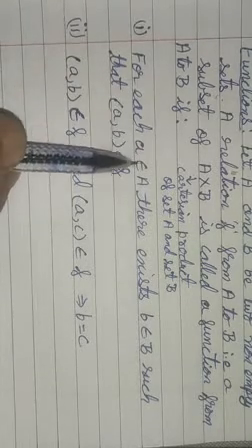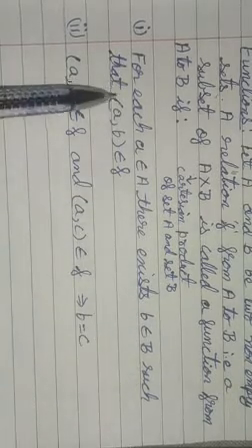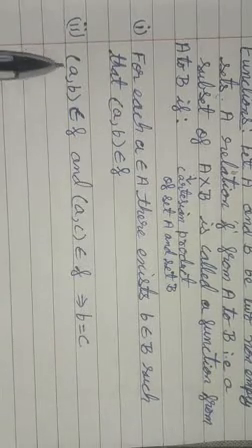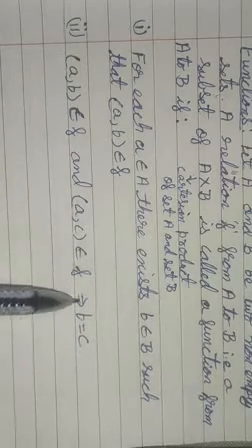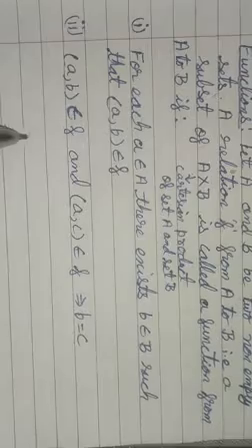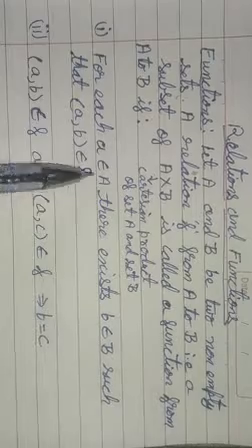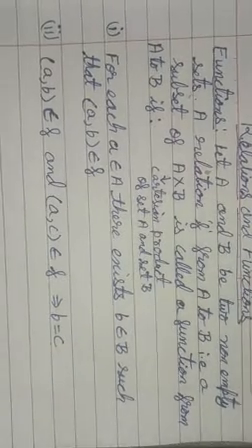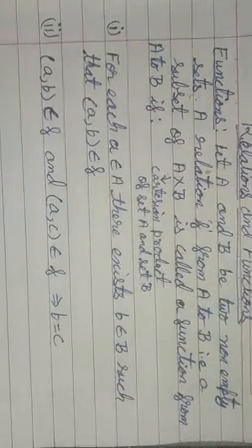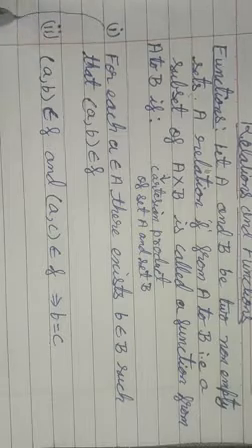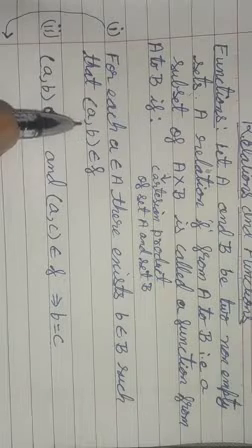That is, for each a belongs to set A, there exists b that belongs to set B such that (a, b) belongs to f. Now, second condition is (a, b) belongs to f and (a, c) belongs to f implies that b equal to c. Now here A is the set of domain and B is the set of codomain. Now what do these two mean? First of all, in easy language we will understand this first point: for each a belongs to A, there exists b belongs to B such that (a, b) belongs to f.